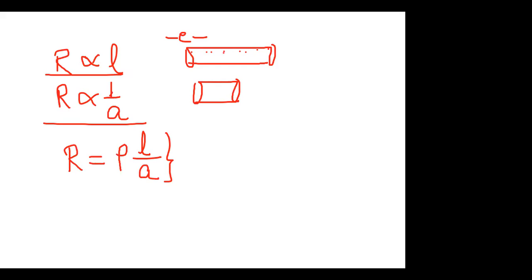Why is it called the specific resistance? Because when we take the length to be equal to 1 centimeter and the cross-sectional area to be equal to 1 centimeter square, then the resistance offered by the wire will be equal to its specific resistance. Hence, this resistance offered by a wire of 1 centimeter length and a cross-sectional area of 1 centimeter square is termed the specific resistance.